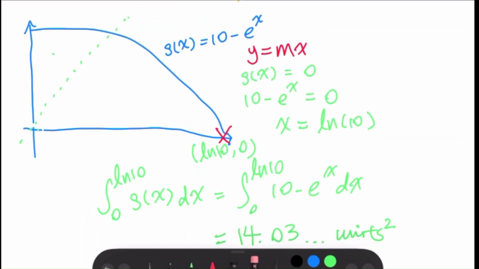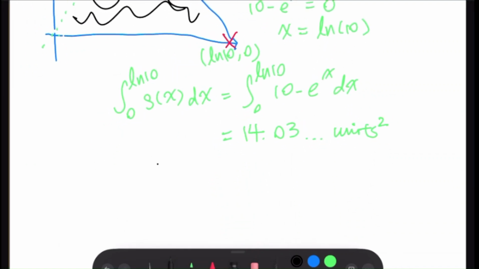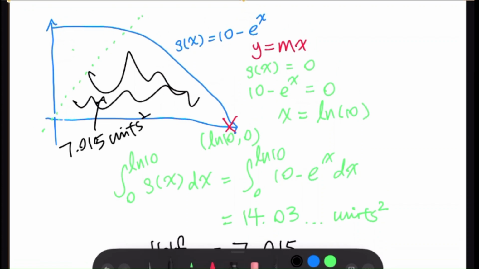And what we're trying to do is to find half the area. So let's assume we already did that and we have this imaginary line. One thing we might do is evaluate this chunk so that it equals half that, let's say 7.015. So we want that to equal 7.015 units squared. But then how do we evaluate this sort of irregular shape?